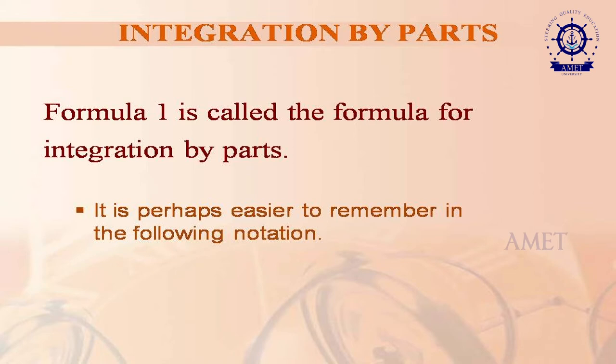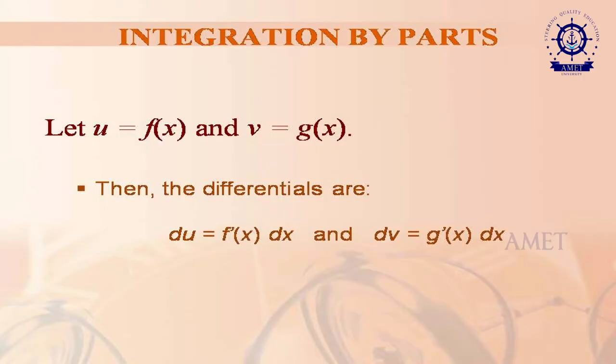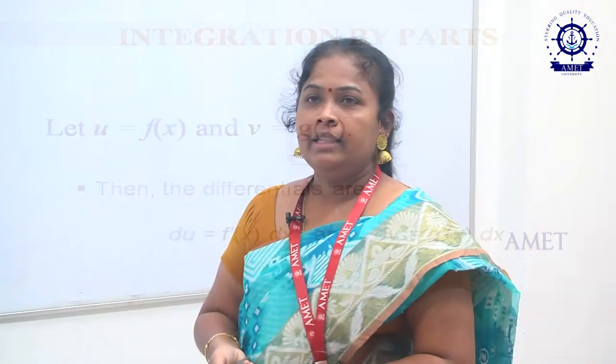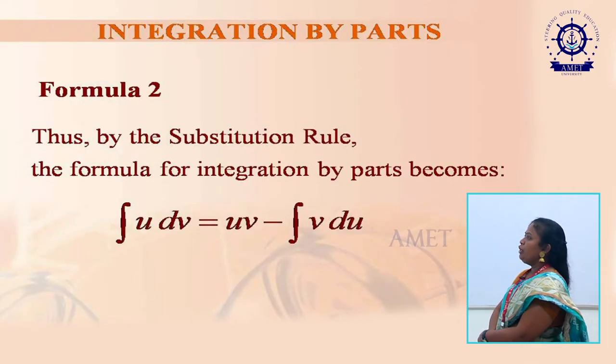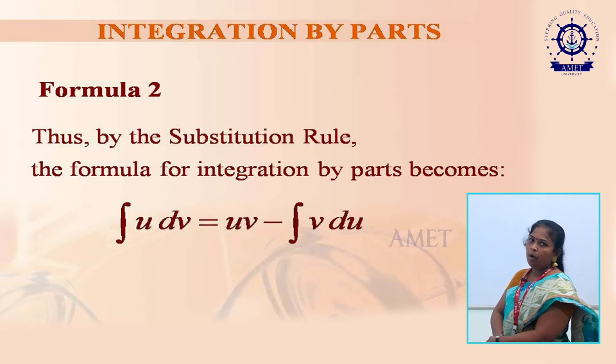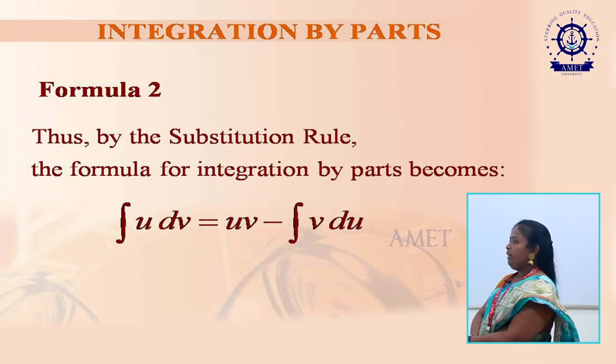Formula 1 is called the formula for integration by parts. It is perhaps easier to remember in the following notation. Let u equal to f of x and v equal to g of x, then the differentials are du equal to f dash of x dx and dv equal to g dash of x dx. Thus, by substitution rule, the formula for integration by parts becomes integral u dv equal to uv minus integral v du.